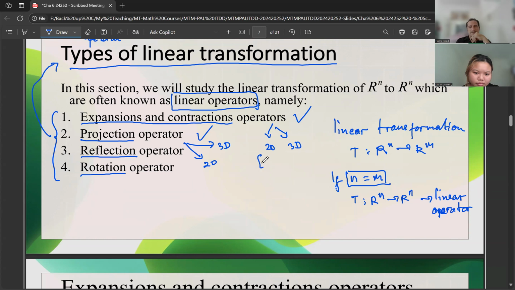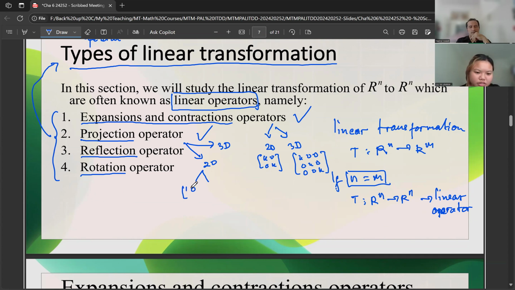This is what we have here. Expansion is key 0, 0, key, and in three dimensions we have key 0, 0, 0, 0, key. Okay. In the projection, we have two projections.